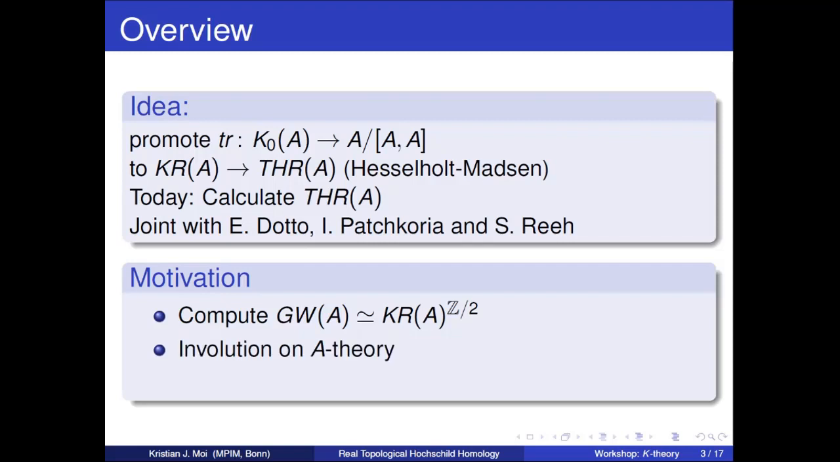Another thing we want to do is to say something about the involution on A-theory. A-theory has an involution, as we heard about in Michael's talk on Tuesday, and the map to linear K-theory is equivariant. So if we can understand the involution on that, then maybe we can understand the involution on A-theory. And we also want to have an A-theory version of this KR. We're not quite there.